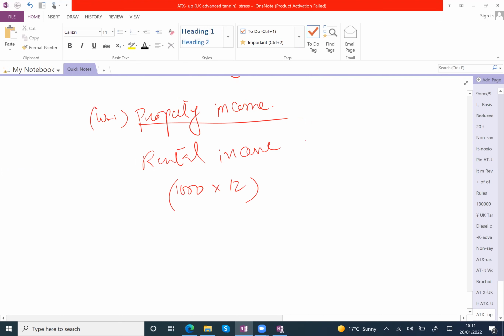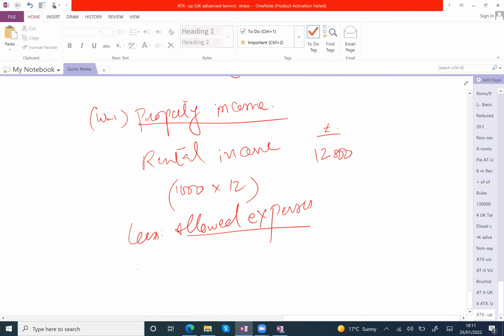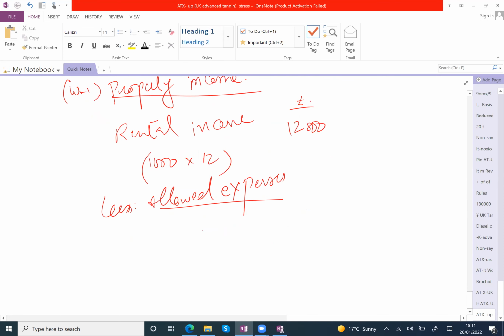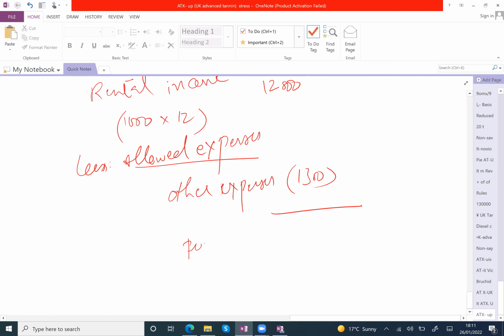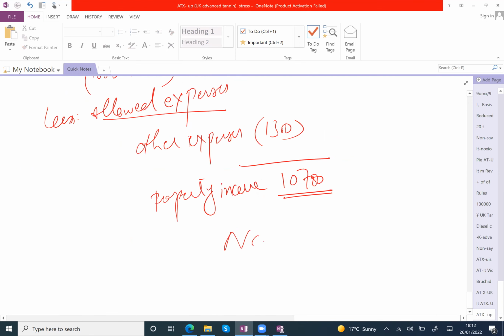So what is your rental income? 12,000. Less all allowed expenses. What are the allowed expenses listed in the question? Only other expenses, 1,300. And what is your property income now? 10,700. And you know property income will go to the non-saving column.